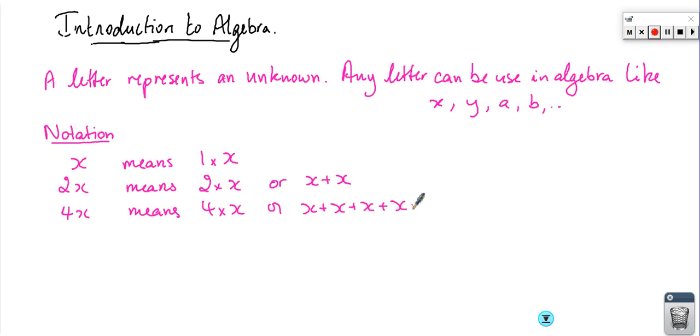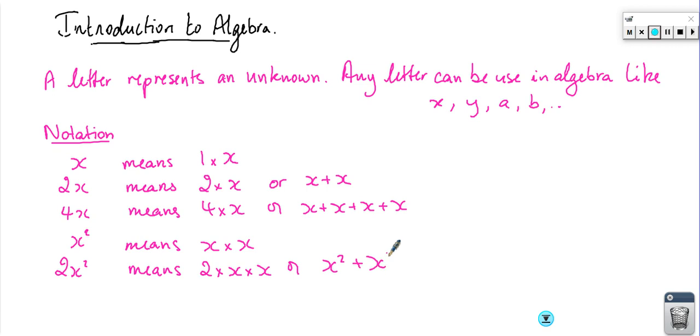Pay attention, because one of the mistakes I usually see when you have X plus X, for example, many students write X squared. That means X being multiplied by itself. So let's write it down. If I have X squared, it means X multiplied by itself. So 2X squared means 2 times X squared, or X squared for 2 times, X squared plus X squared.